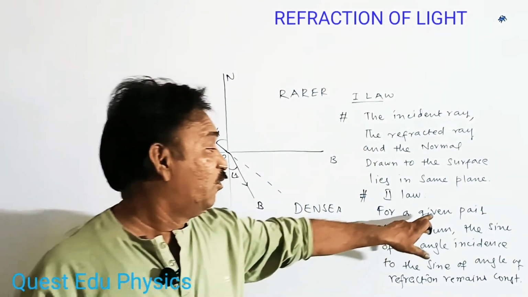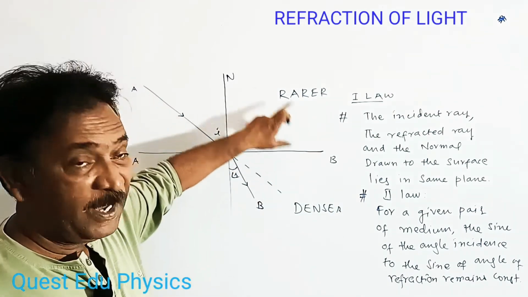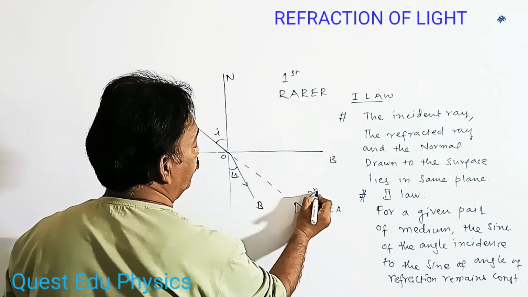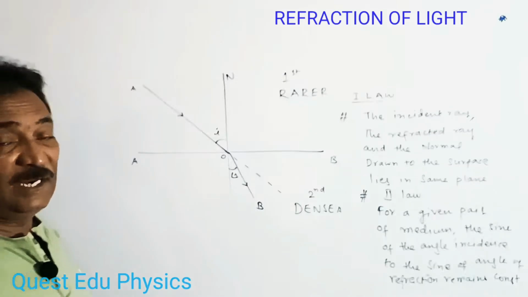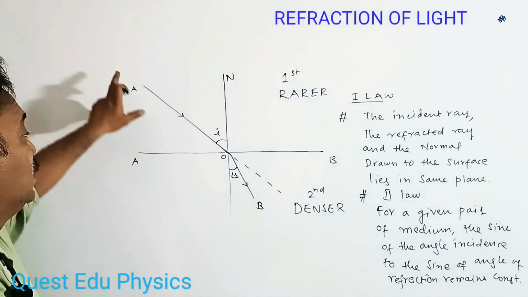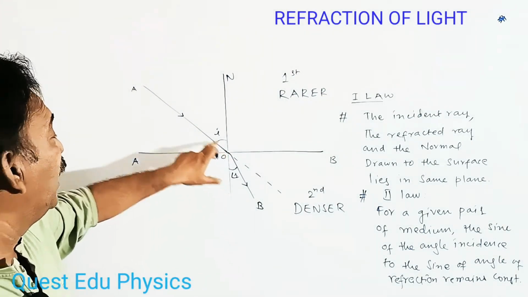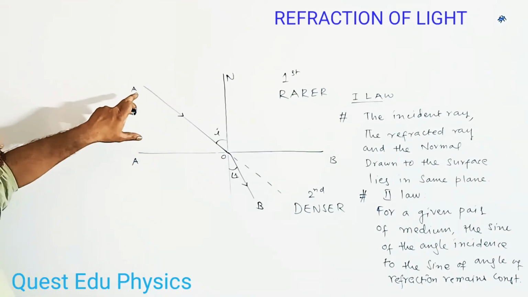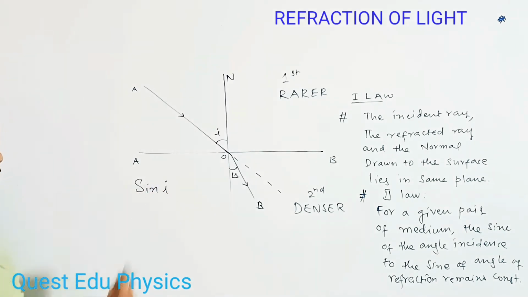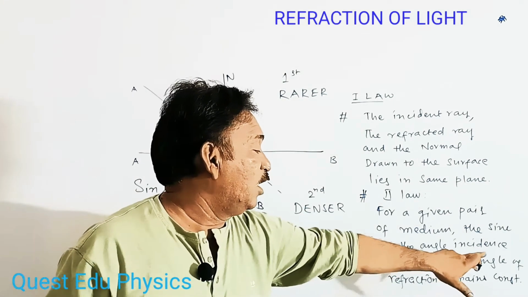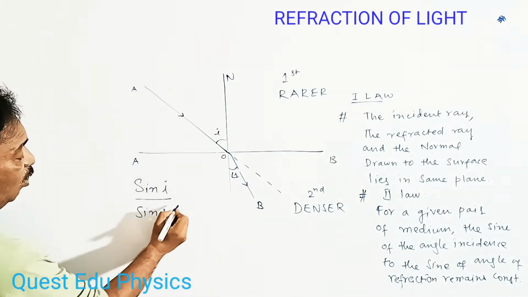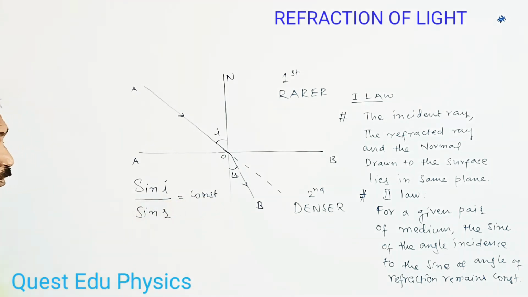Second law tells us that for a given pair of media, see this, is a pair of media. It's the first medium, it is a rarer, and it is the second medium, it is optically denser. It's telling us that for a given pair of media, the ratio of the sine of the angle of incidence, what is the angle of incidence? I. He said that sine I to the sine of the angle of refraction. Refraction angle is R. Sine R always remains constant, is said. Okay, students.